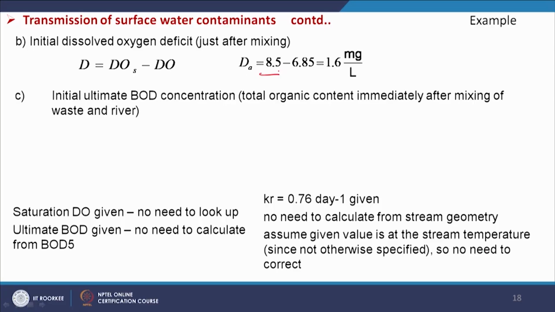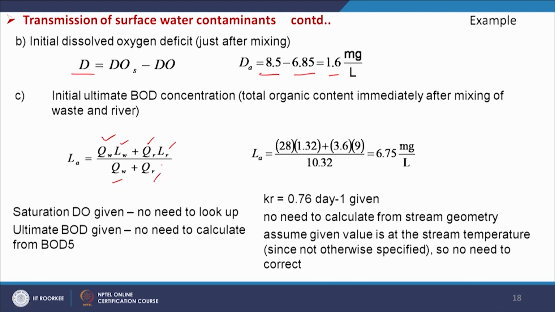So, what is the deficit? Deficit will be saturated minus this DO value: saturated value is 8.5 minus 6.85, equal to 1.6 mg per liter. So, we are getting the initial DO deficit. Then the initial ultimate BOD, that is LA, equals (QW LW plus QR LR) by (QW plus QR). Putting in the values, we get 28 into 1.32 plus 3.6 into 9 divided by 1.32 plus 9, that is 10.32. So, we are getting 6.75. This is our initial ultimate BOD after mixing.